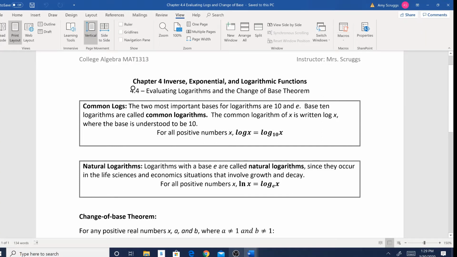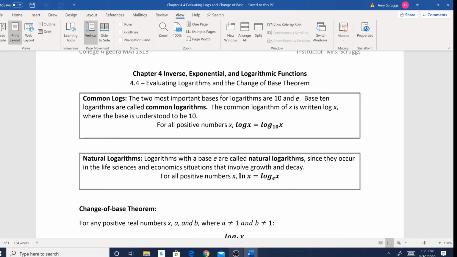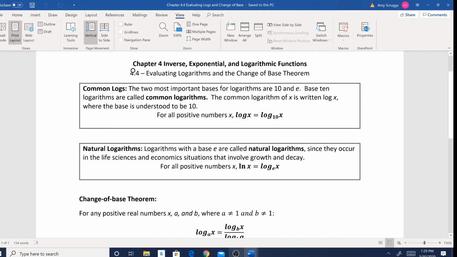Right, chapter 4, section 4. Almost done. There's only 5 sections in chapter 4, so we're just about there. Let's talk about just a little bit of vocab real quick. I've already mentioned what a common log was.